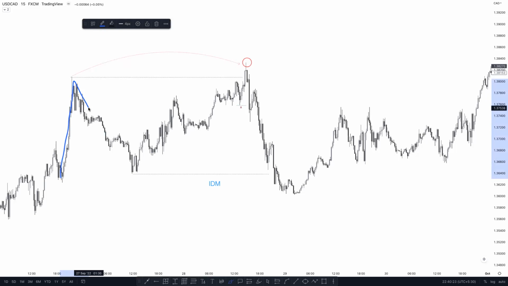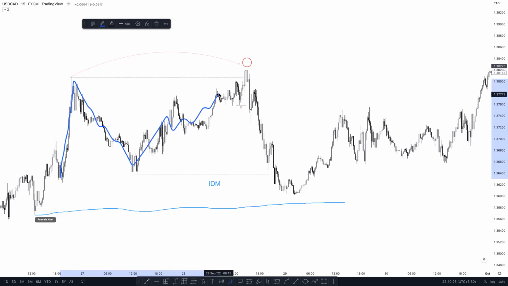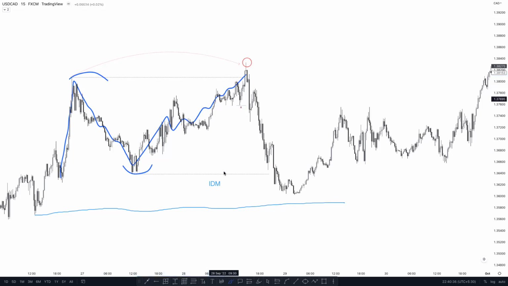The first leg is here, and then it takes a pullback and then the market goes higher, higher, right? Because this high was broken by this move. So this is a minor and this is a major. And after taking out the major inducement, then we can see the market go higher.